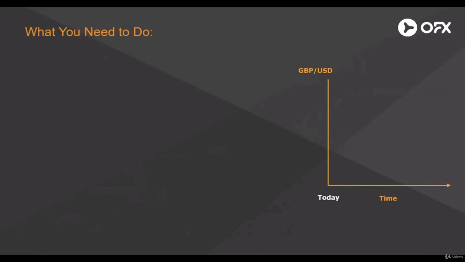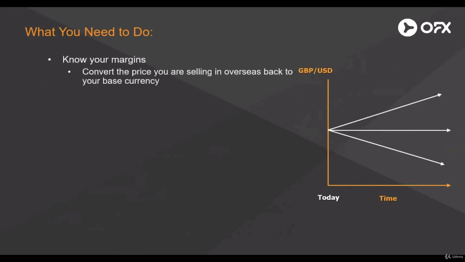Now, this is the stuff that everybody should do if you're selling internationally, right? Here's what the currency rate is going to do. It's going to stay the same. It's going to go up. It's going to go down. Convert your price you're selling in back to your base currency and decide on your floor.